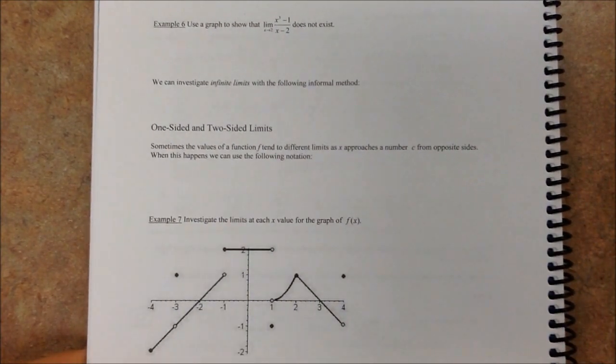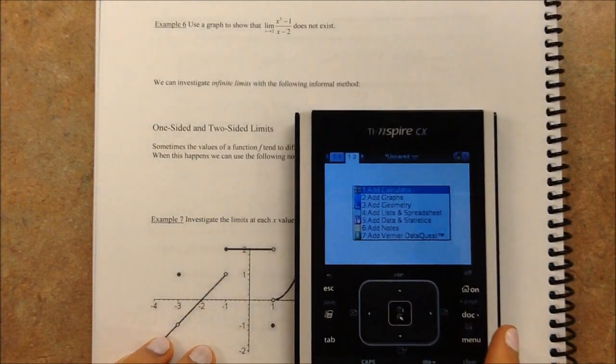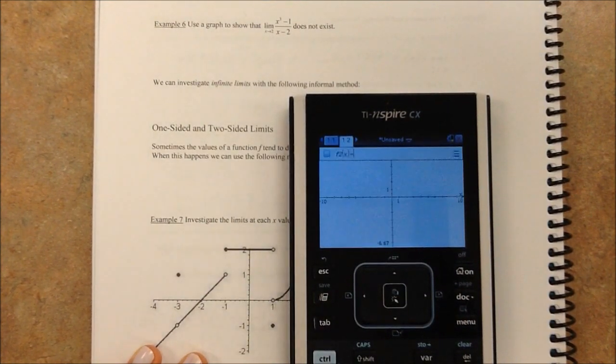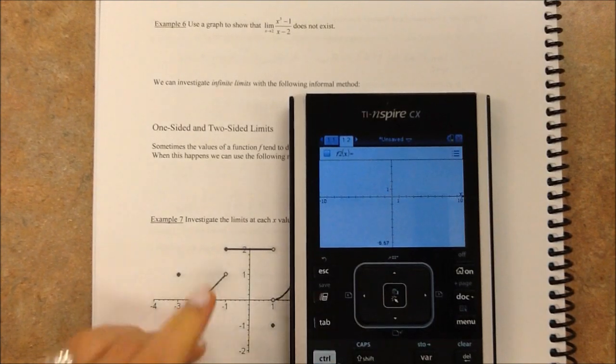Couple quick things. Okay, so example 6 tells us to use a graph. That literally means just as simple as opening up a graph. So you can open up a new document or just add a page to your document. You're going to add graphs. If you're on an 84, just type the y equals in the upper left corner.